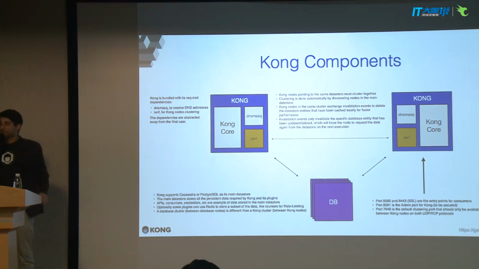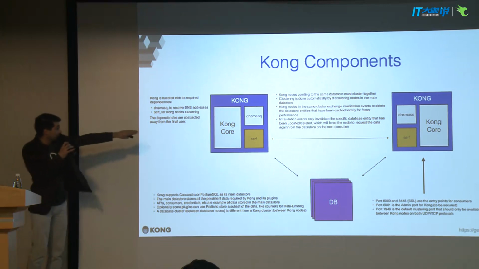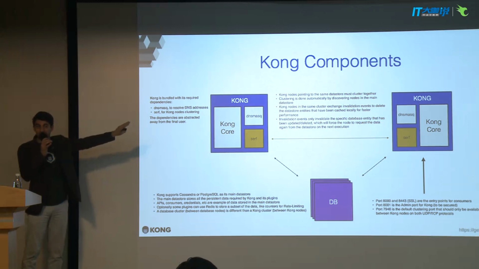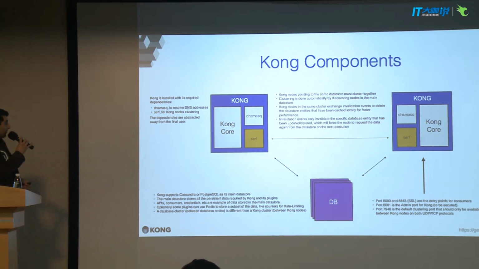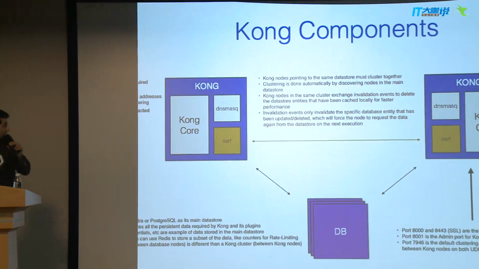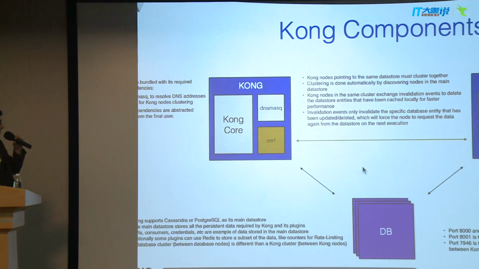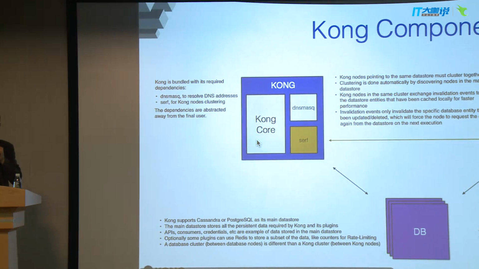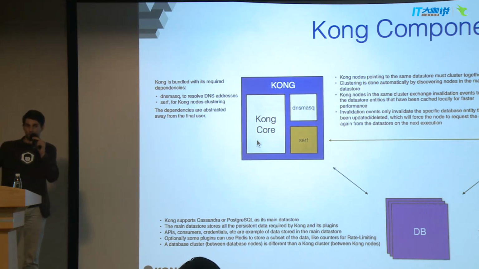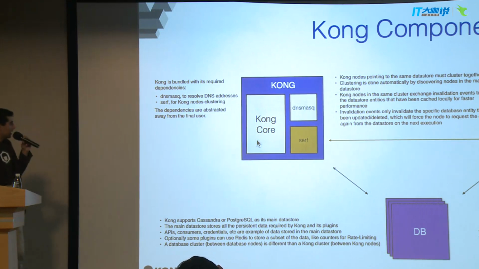Kong is not just OpenResty. Kong is made of OpenResty at the core, but it's also made of dnsmasq for DNS resolution and Serf for clustering support. Serf is the underlying clustering component that allows two different Kong nodes to communicate with each other. Kong comes bundled with all of these features, so you don't have to configure them by yourself. You just install Kong, and boom, you have all of this.